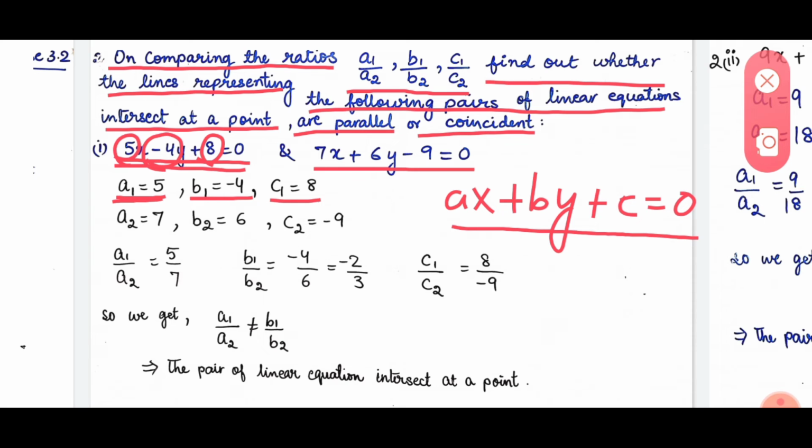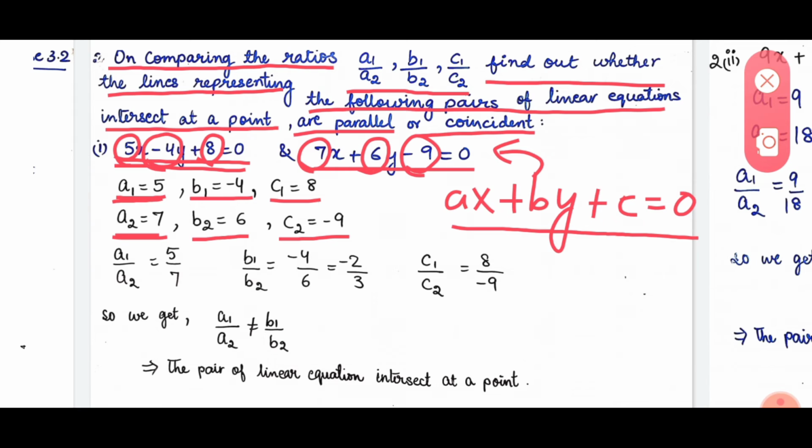Now let us compare the standard equation with the second equation. Let us write the values for A2, B2 and C2. Here the value of A2 is 7, right? The value of B2 is plus 6, and the value of C2 is minus 9. So the values are A2 equals 7, B2 equals 6, C2 equals minus 9.